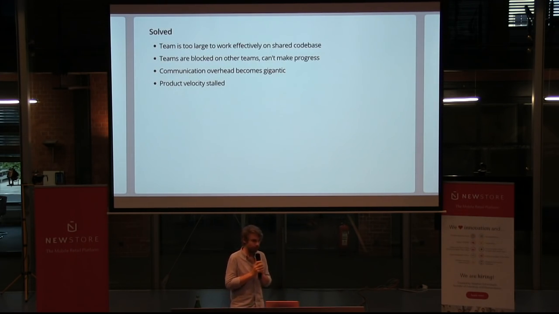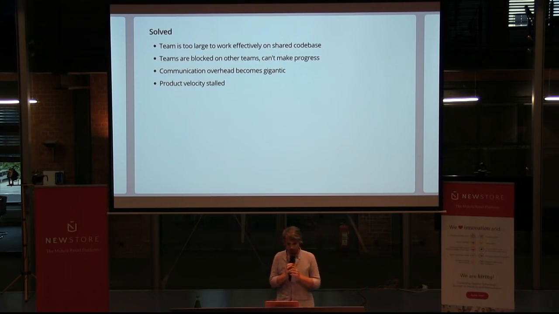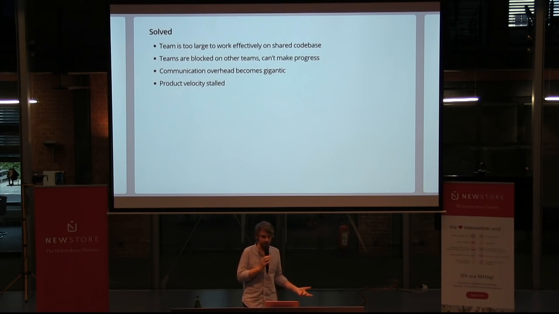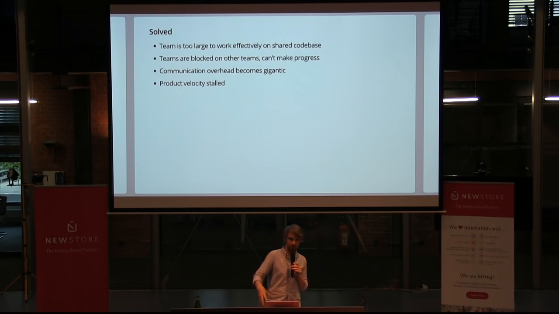They solve the problem of my team is too large to work effectively on a shared code base. They solve the problem of when individual teams in an organization are blocked on other teams. When they need to ship a feature, they're waiting for something, and they can't make progress. They can help solve the problem of communication overhead becoming too much, the amount of time you spend in the network effect of communicating decisions between teams and making sure everyone can move forward. And they can also help when you find, as a product manager, that the velocity of your product is stalled. So this is what microservices evolved to solve, in my opinion, of course.